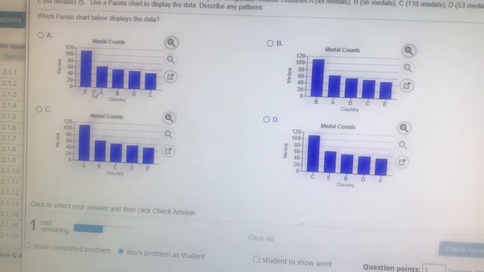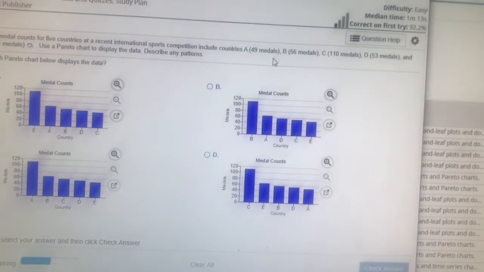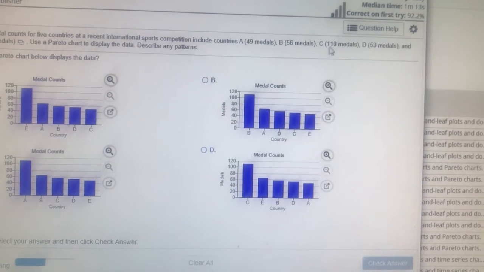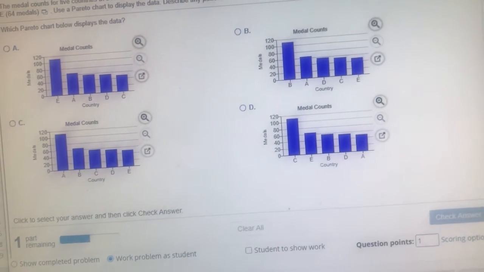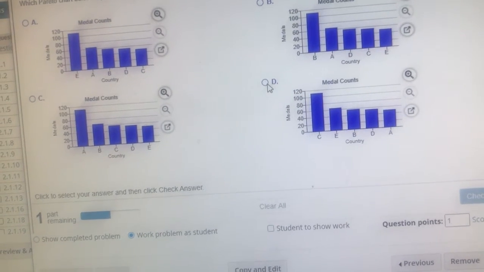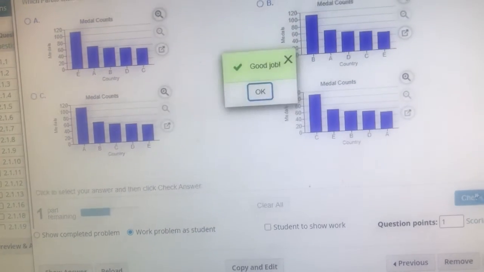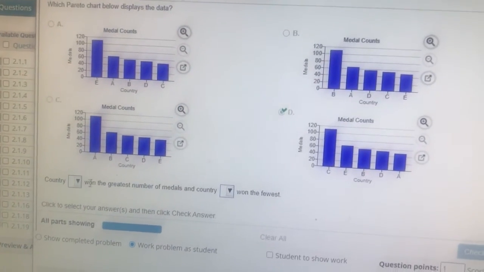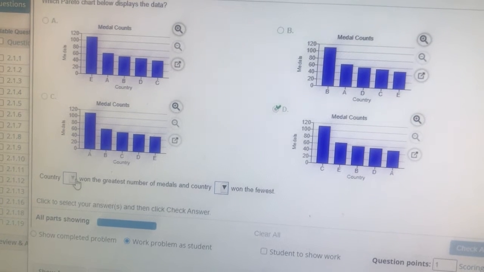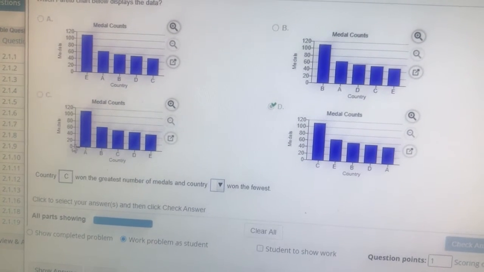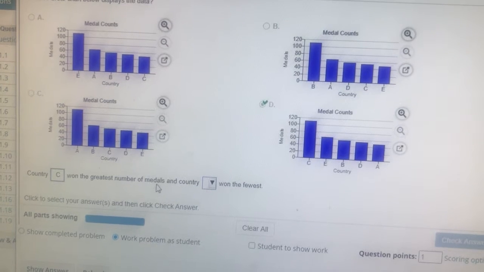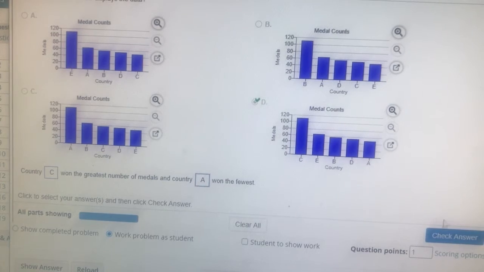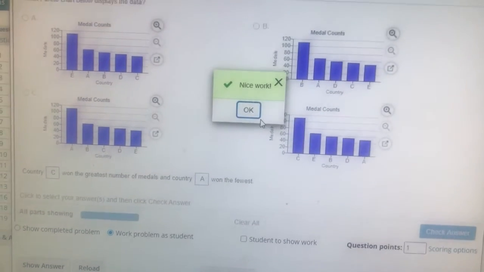And what we got to do is look at our medals. Up here it says A had 49, 56, 110. 110 is the most, so C should be first. It's got to be this one. It had the most. Now, which country won the greatest number of medals? That is C. And which one won the fewest? That would be A. Okay, we're in good shape.